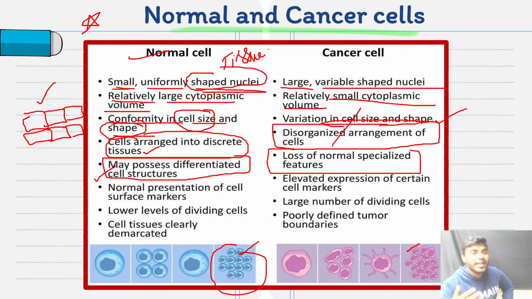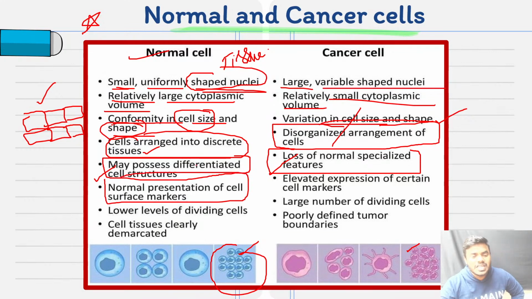If it is dividing beyond the normal level, CDKs and cyclins, we know that they will try to regulate that particular cell division. But friends, that is not at all happening in the cancer cell. Loss of normal specialized feature, which means they never undergo differentiation. In case they do undergo differentiation, it is extremely poor differentiation. And what is the unique point you have to remember? They lost the ability to differentiate. They only have the ability to undergo uncontrollable division.